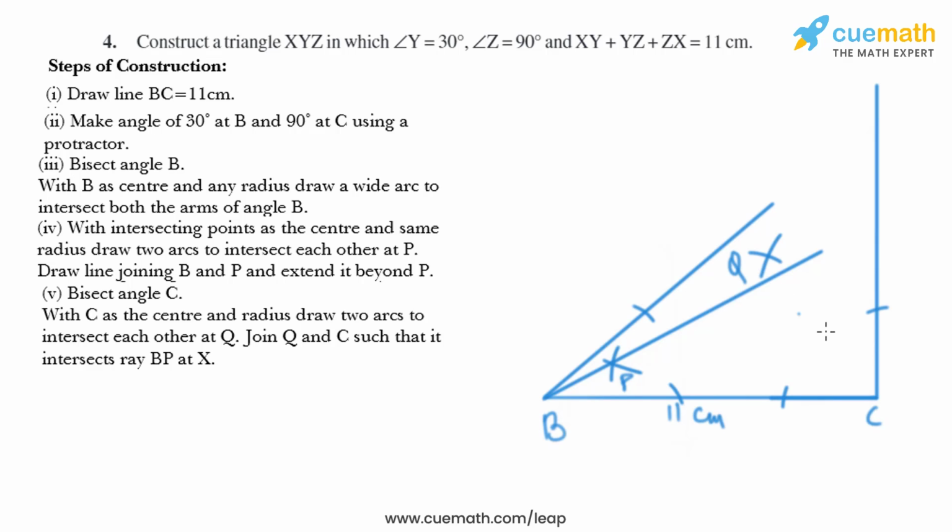Then we need to join Q and C like this. We'll join Q and C, and this line QC intersects BP at X.